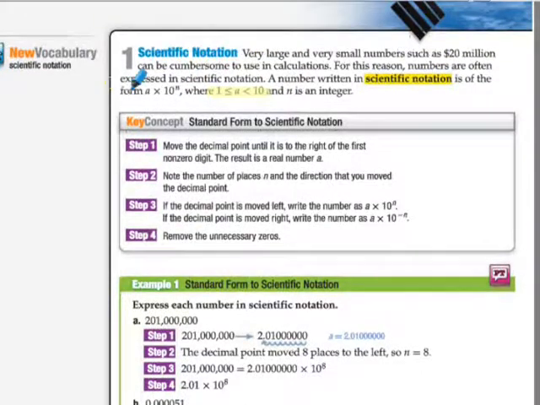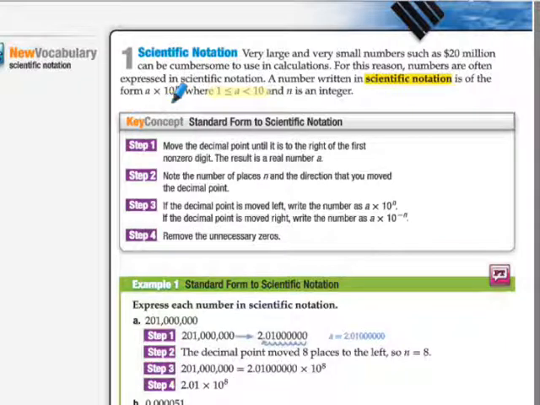Let's rewind for a second. Scientific notation is typically in the form of A times 10 to the nth. A has to be between 1 and 10: it can be 1, it cannot be 10. It's got to be a single digit, 1, 2, 3, 4, 5, 6, 7, 8, or 9.